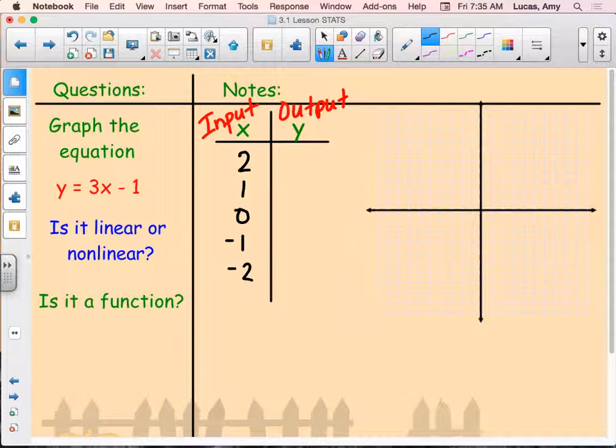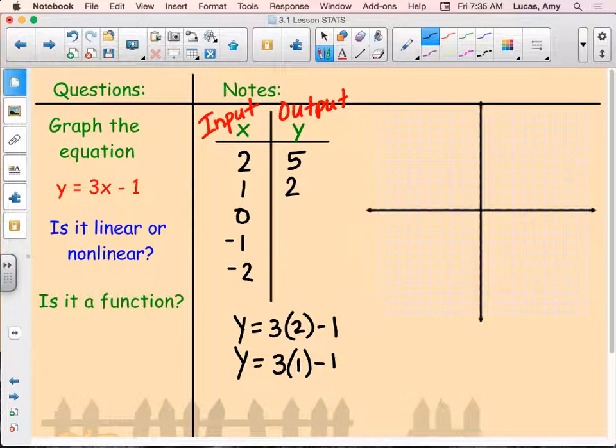Now, if I put 2 in where the x is in my equation, y equals 3 times 2 minus 1. 3 times 2 is 6, minus 1 is 5. Then I move on to my next input variable, 1. 3 times 1 is 3, minus 1 is 2, and so on. 3 times 0 is 0, minus 1, -1. 3 times -1 is -3, minus 1 more, -4. 3 times -2 is -6, minus 1 more, -7.